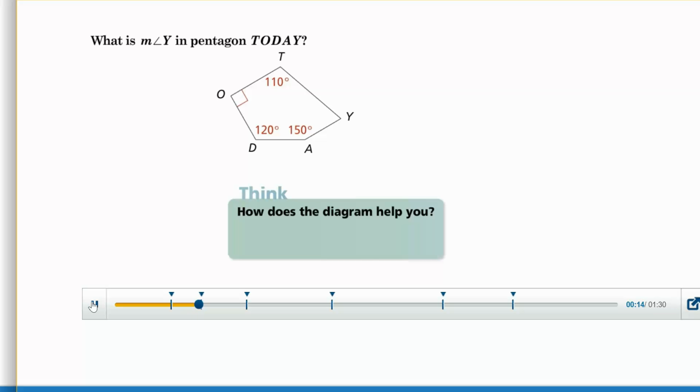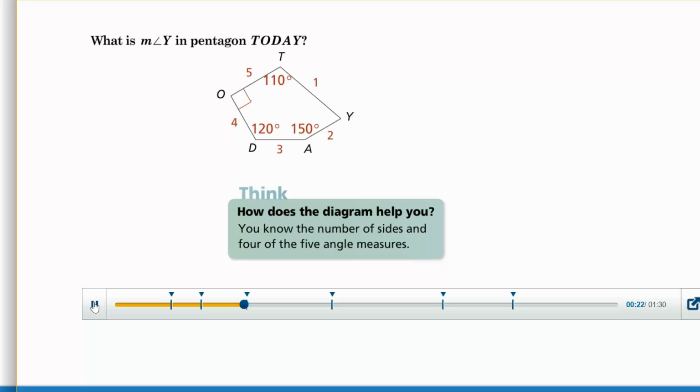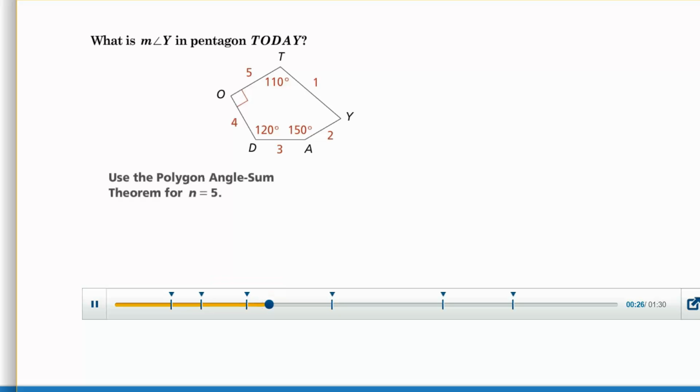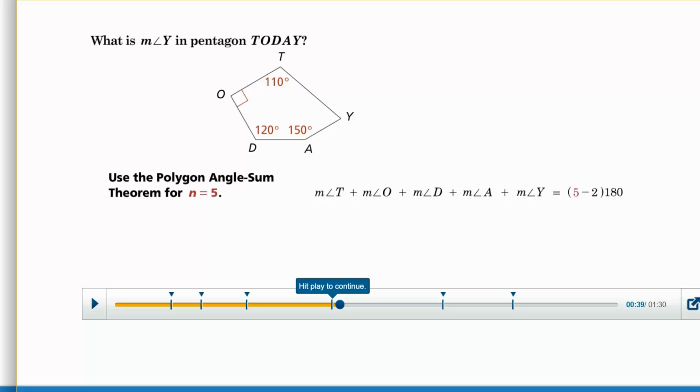How does the diagram help you? You know the number of sides and 4 of the 5 angle measures. Use the polygon angle sum theorem for n equals 5 to find the sum of the measures of the interior angles of a pentagon. Substitute the values for the given measures of the angles.